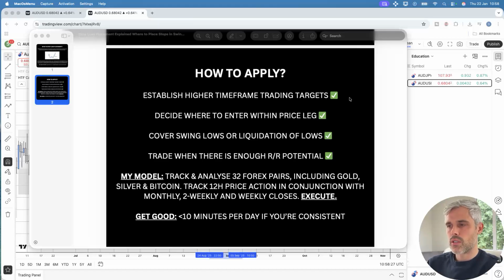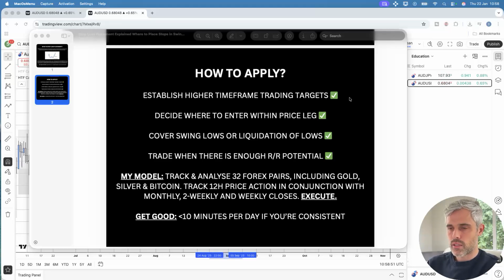Trade only when there is enough risk reward potential. So if you only want to take trades that have at least a 2R or 3R risk to reward, then you need to factor that in. Maybe it is that you have a tighter stop loss, but you understand you might not win as many trades, or you only cover your swing point. However, you need to see a lot of room for price to move and still make sense to hit those higher time frame targets.